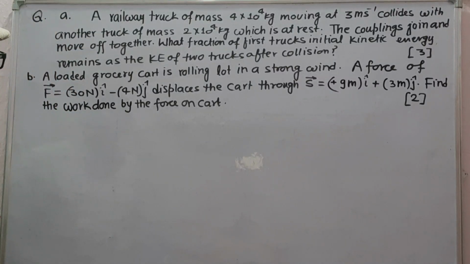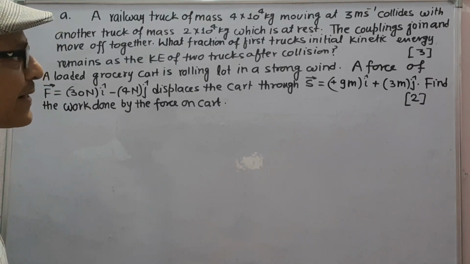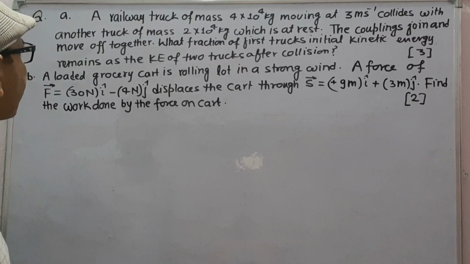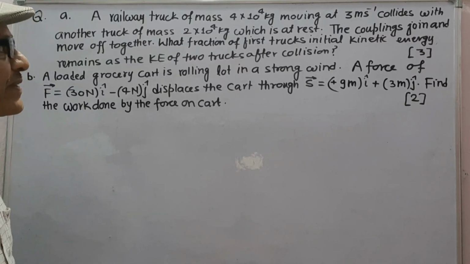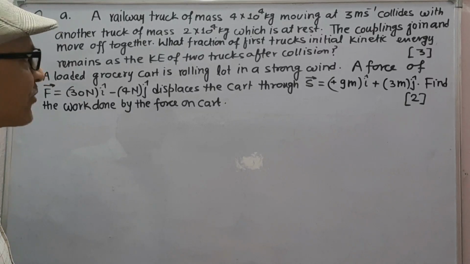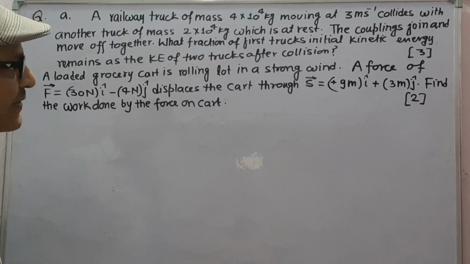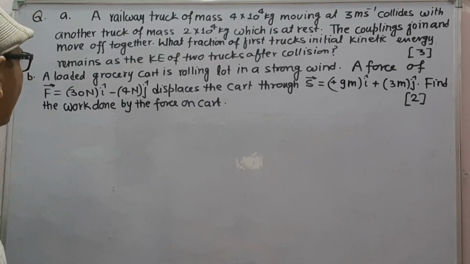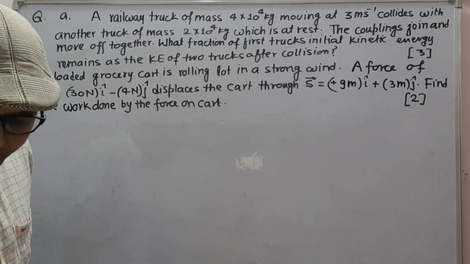The question part A is: a railway truck of mass 4 × 10^4 kg moving at 3 meter per second collides with another truck of mass 2 × 10^4 kg which is at rest. The couplings join and move off together. What fraction of the first truck's initial kinetic energy remains as the kinetic energy of the two trucks after collision?